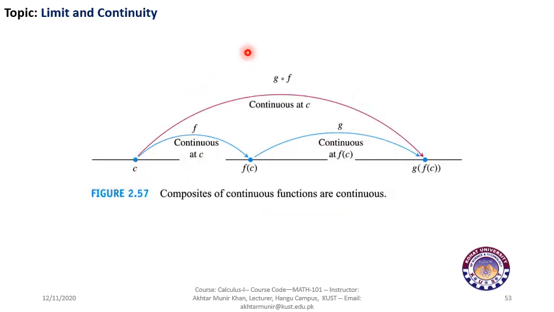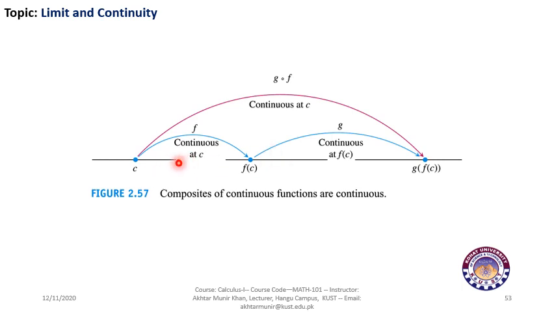Now we use the result that composites of continuous functions are continuous, which is a very important result. It says that if f is continuous at c and g is continuous at f of c, then g circle f, the composition of g and f, will also be continuous at x equals c. This result is frequently used in proving mathematical theorems in advanced courses.